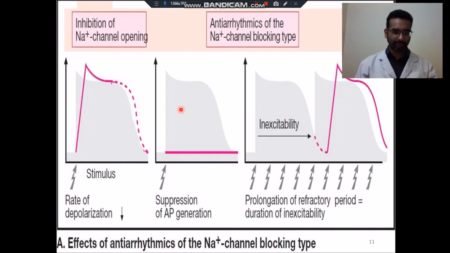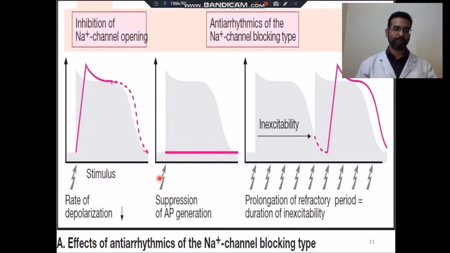Here you can understand properly. This gray shaded part is the normal action potential. So when I give a sodium channel blocker, the slope is depressed and the duration of the action potential is also prolonged. Normally this much was the duration, and now it has been prolonged here. This phase 2 is getting prolonged. So once the action potential is completed, this phase 4 is also prolonged by the sodium channel blocker.